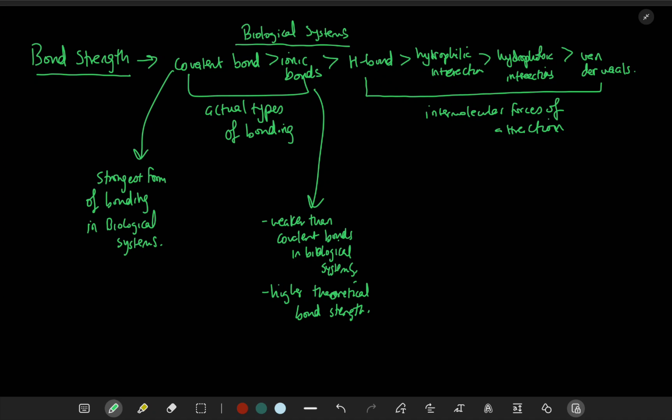So now let's talk about the intermolecular forces of attraction and how they compare with respect to their forces of attraction. So the first one is hydrogen bonding. We discussed that earlier in this video. Now, hydrogen bonding is the strongest of the intra or intermolecular interactions, right? So it's the strongest in intra or intermolecular forces.